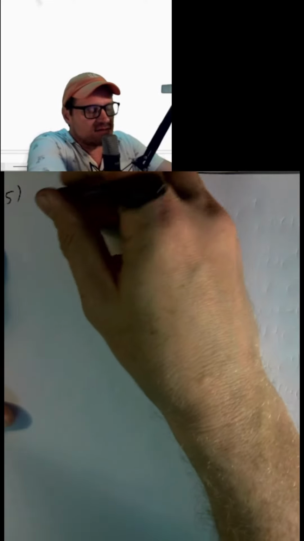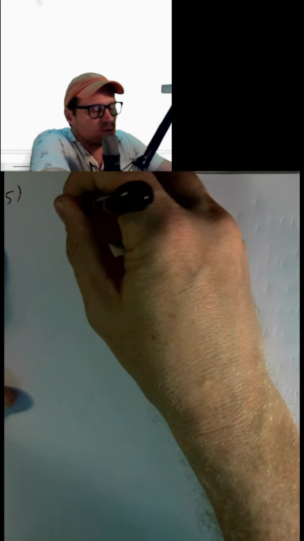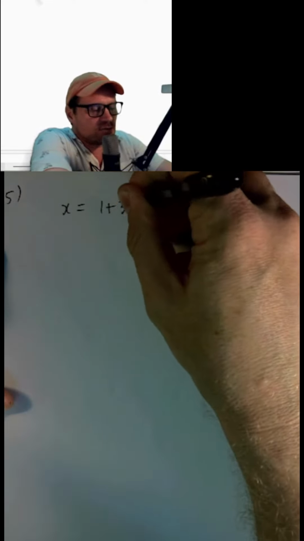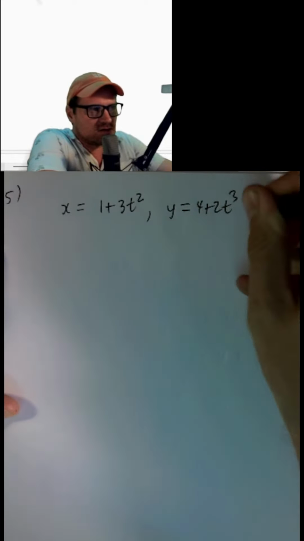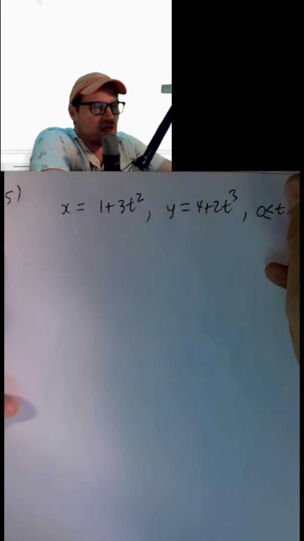Find the exact length of the curve. So this is an arc length problem. We have x equals 1 plus 3t squared, y is 4 plus 2t cubed, t between 0 and 1.